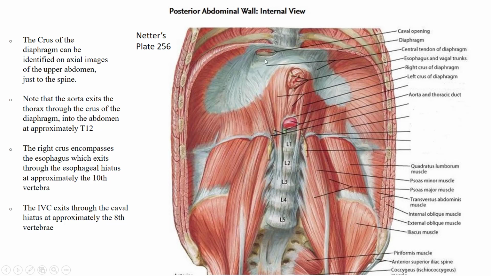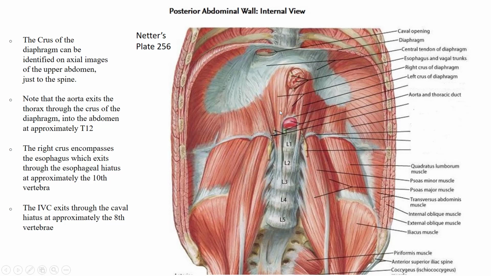So this is actually an exit point of the IVC, and it's the caval hiatus, where the IVC exits the abdominal cavity and goes into the thoracic cavity, and that happens at about T8. And then at T10, the esophagus comes down from the oral cavity and into the abdominal cavity at the esophageal hiatus, and that happens at about T10.